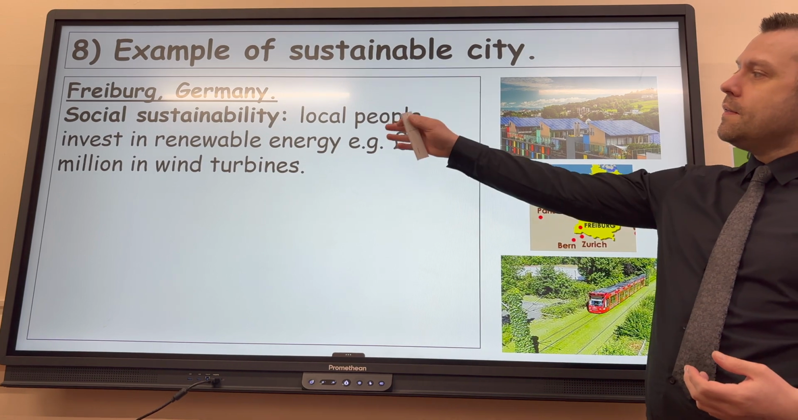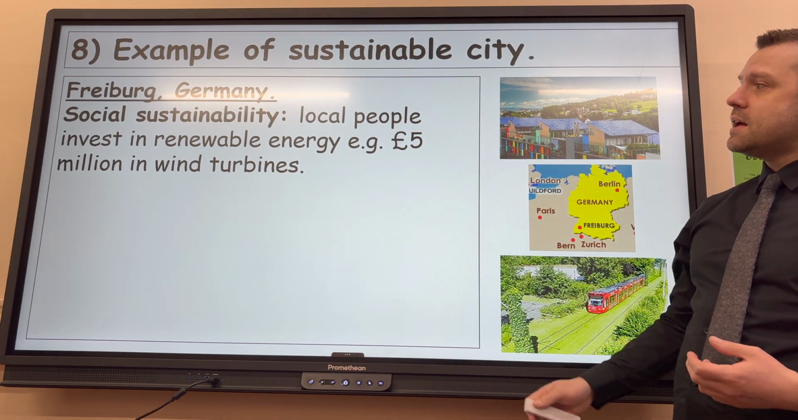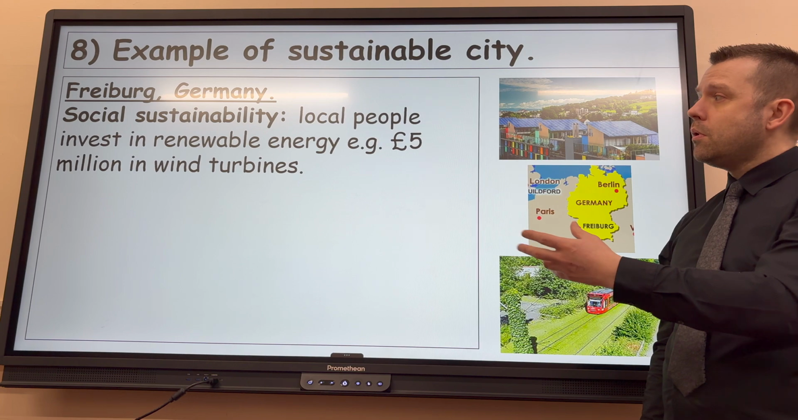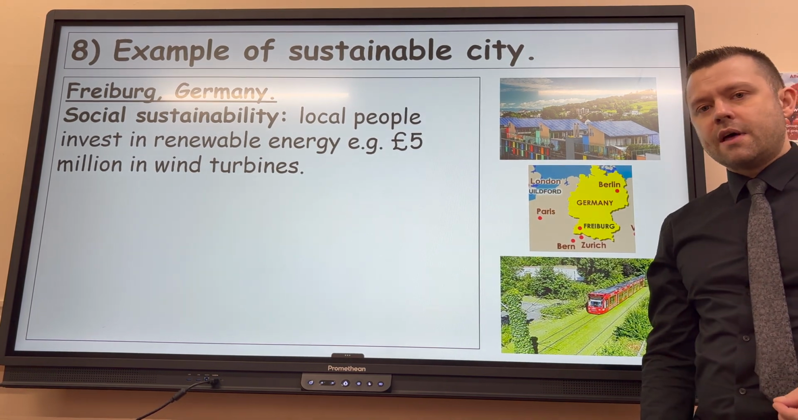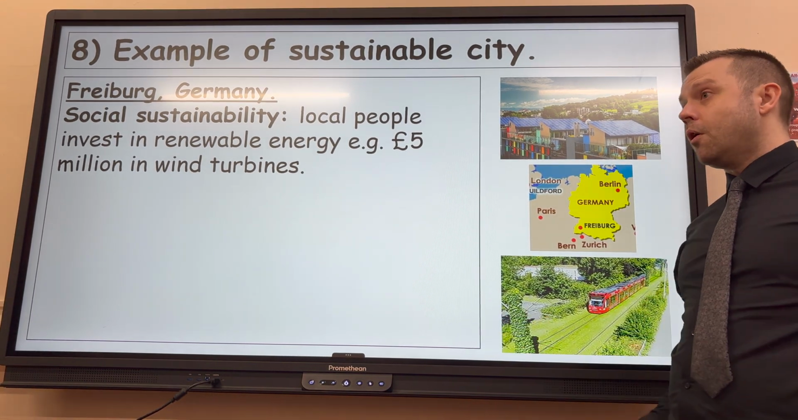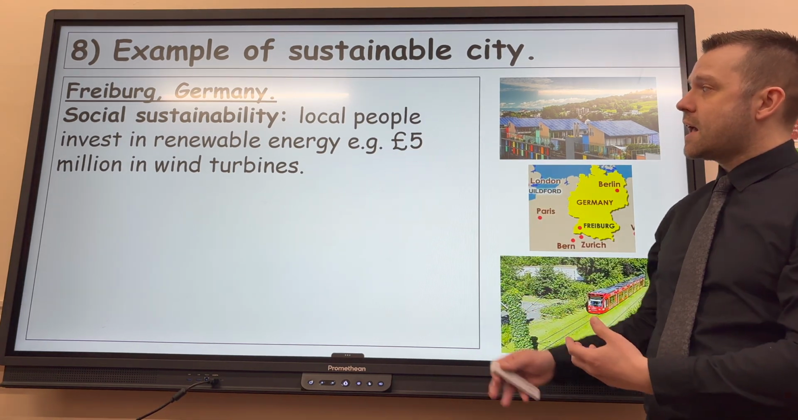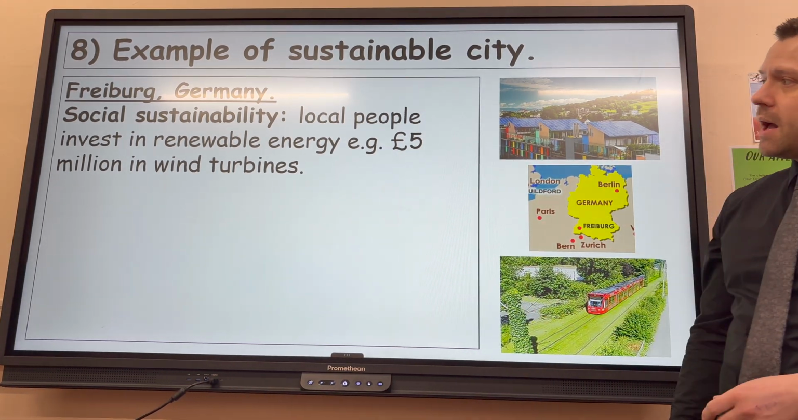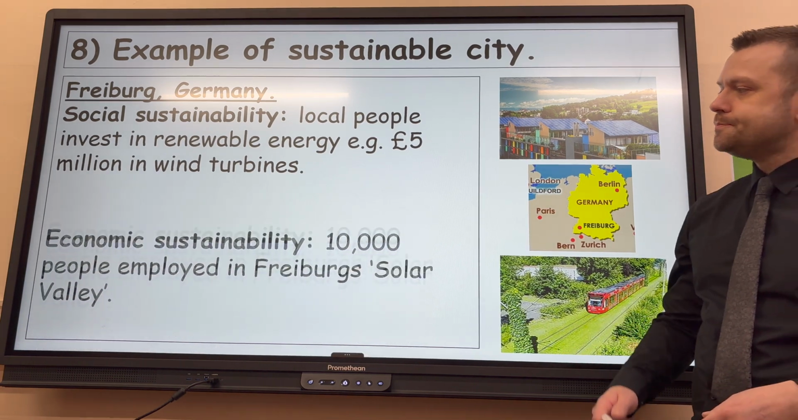For example, they have got social sustainability because they allow local people to invest in the renewable energy there. So the people have got a stake, the stakeholders have got a stake in the sustainability. And there's £5 million invested in wind turbines.